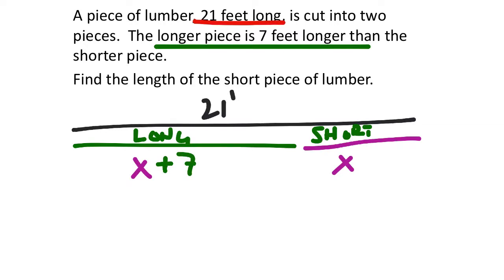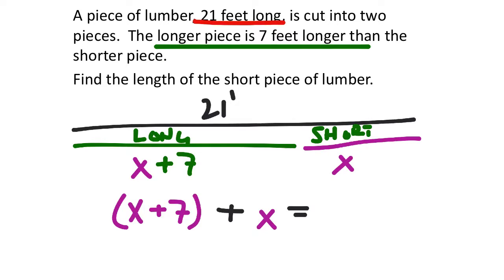Now, here's what they want. They want you to take the long piece, which right now is x plus 7. Right, that's our long piece. You can put it in parentheses, you don't have to. And we need to add the short piece. Now, if I took the long piece and the short piece and added them together, how long would that piece of lumber be? It'd be 21 feet long. So I can see both conditions. I can see the long piece, x plus 7. That's one condition. The other condition is both pieces need to add up to 21 feet.